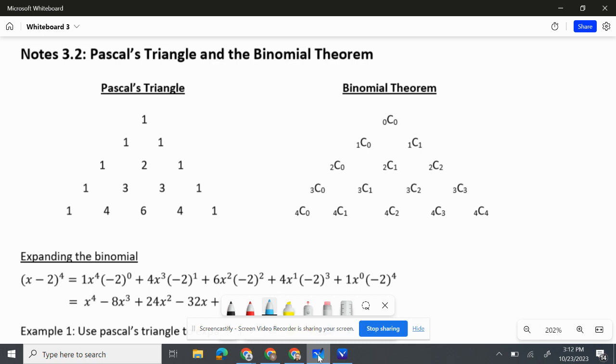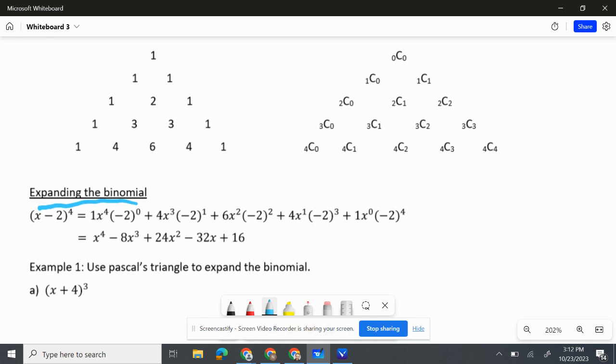What we're going to do is look at Pascal's triangle. We're not going to focus on the binomial theorem. You can use your graphing calculator or scientific calculator to find the different combinations, and that relates to Pascal's triangle. With Pascal's triangle, what it's used for is expanding the binomial. So what we have is (x − 2) raised to the fourth.